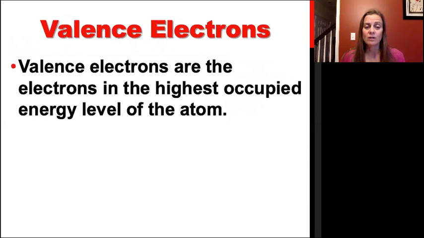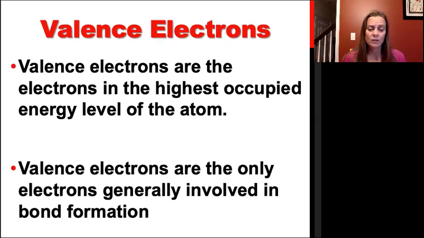So valence electrons are those electrons that are in the highest occupied energy level of the atom. We've been talking about the structure of the atom, and we know in the center we have the nucleus, and then in the different energy levels or orbitals we have electrons. Those electrons that are in the highest energy level, in the outermost shell, are the ones we're talking about as valence electrons.